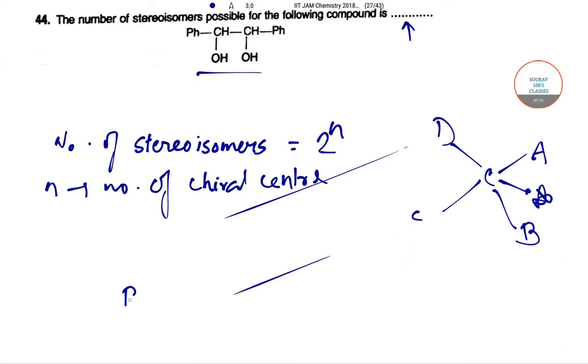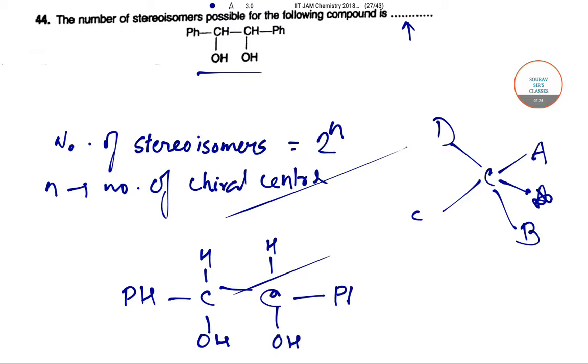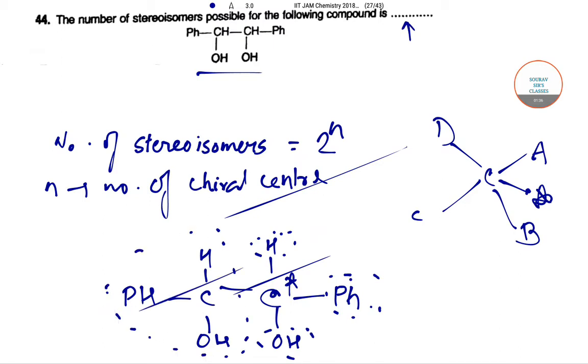Hence in this compound, PhCHOH, CHOHPh, this carbon atom is a chiral center because here there's a hydrogen present with it and a PhOH, and another group which is CPhOH. So this carbon atom is a chiral center because all the 4 groups attached are different.